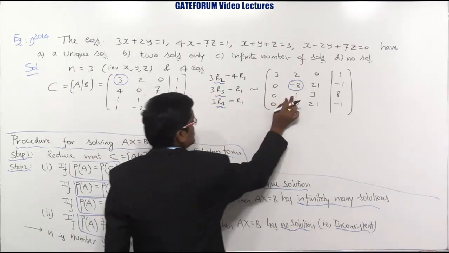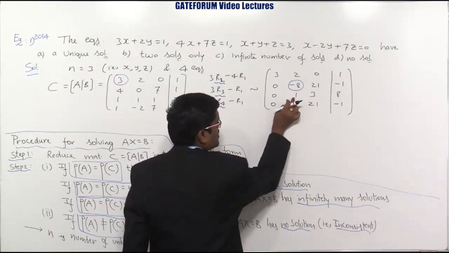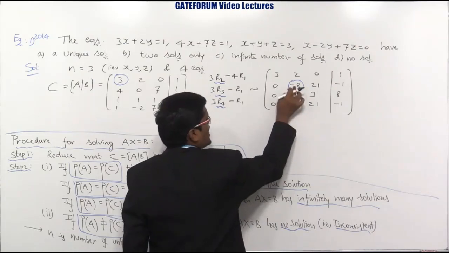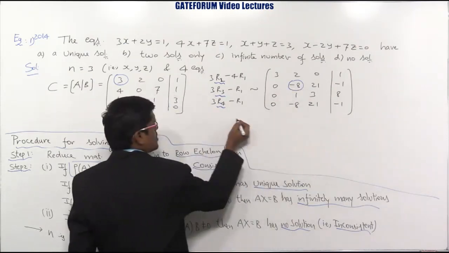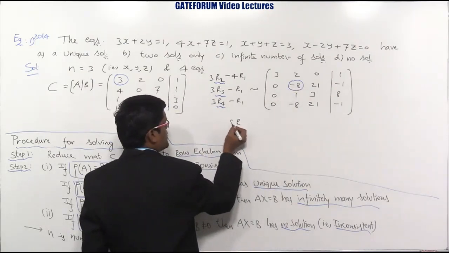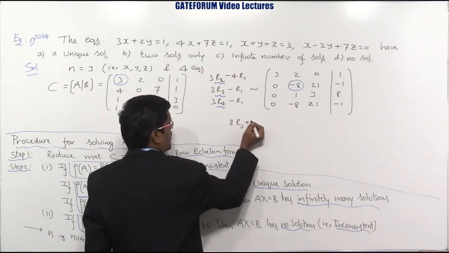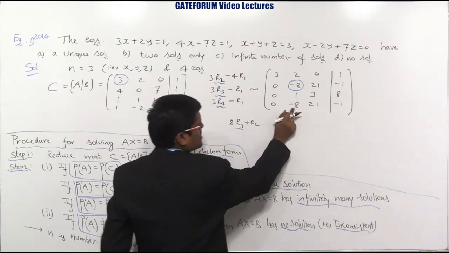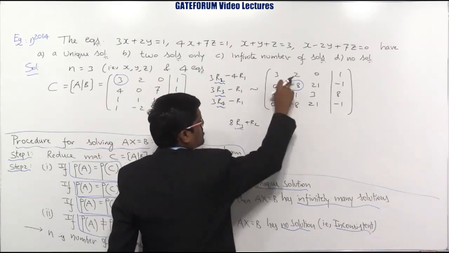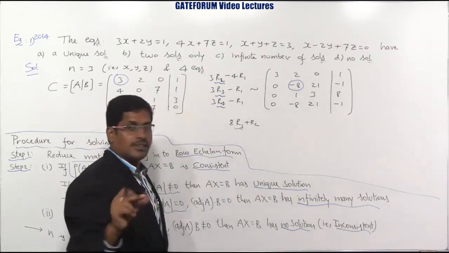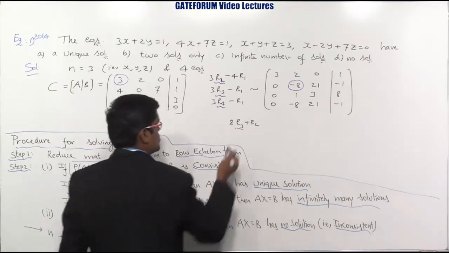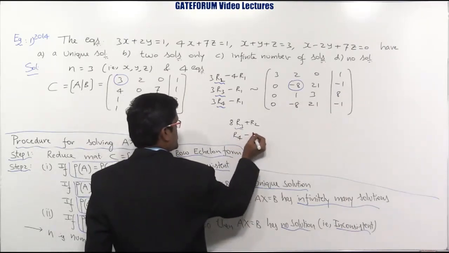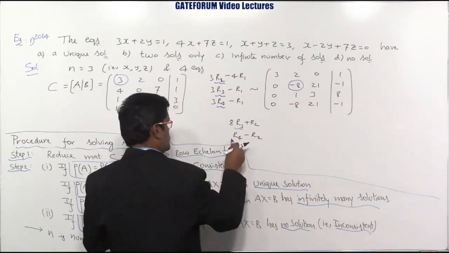That means how much number do I have to get here? Because here minus 8, you should get plus 8 or minus 8. So just multiply R3 by 8 and add R2. So that means 8 R3 plus R2. So R3 changes. Next, how do you make this minus 8 into 0? Already this is minus 8, so just by subtracting. If the numbers are the same, we either add or subtract. So R4 minus R2. So R4 changes.